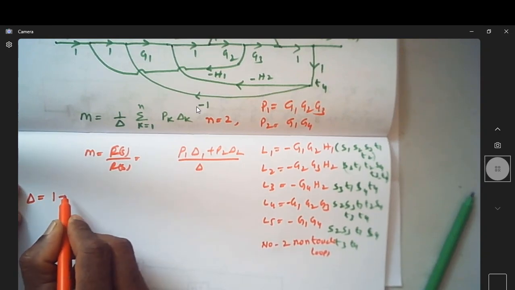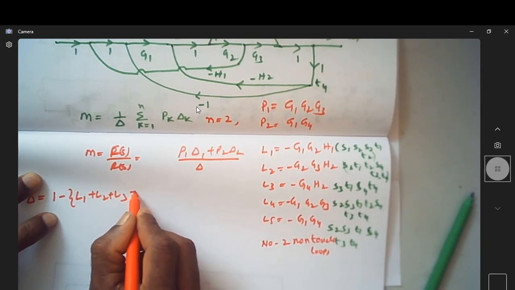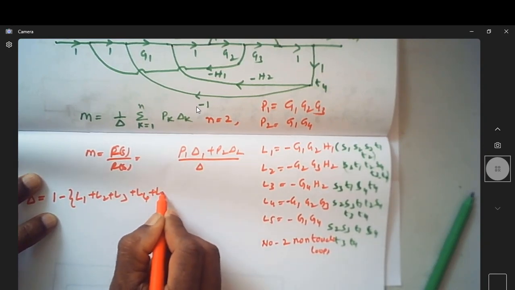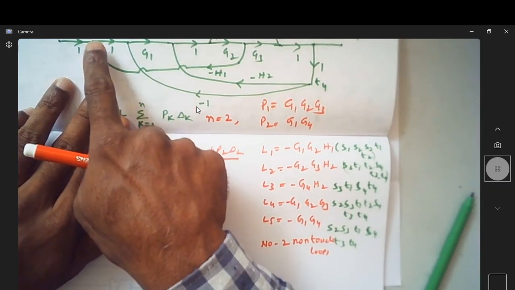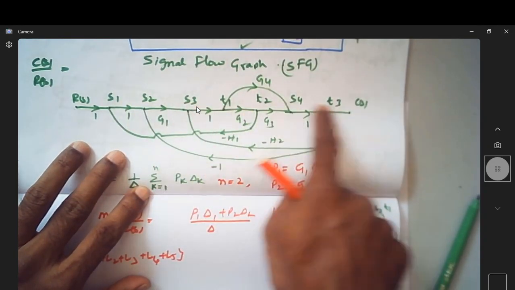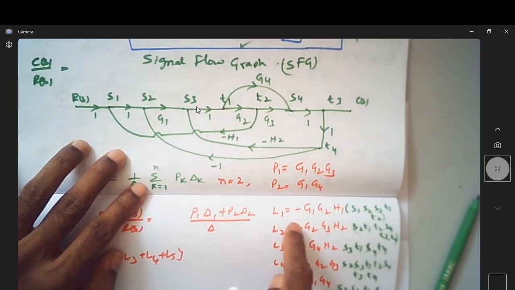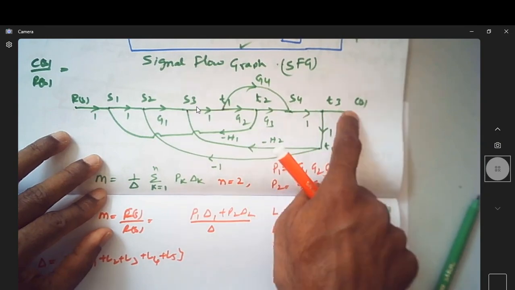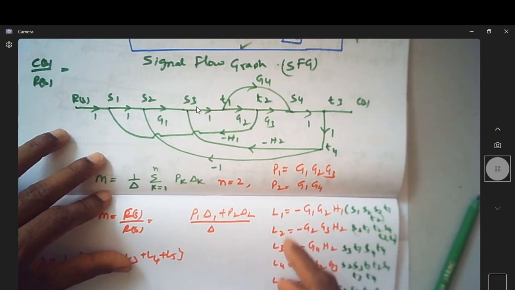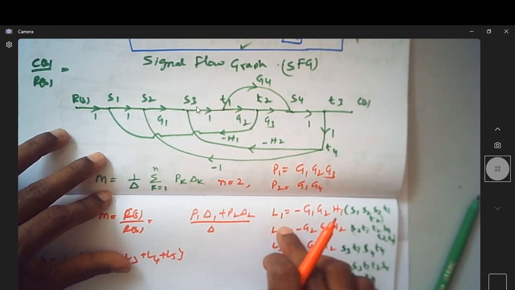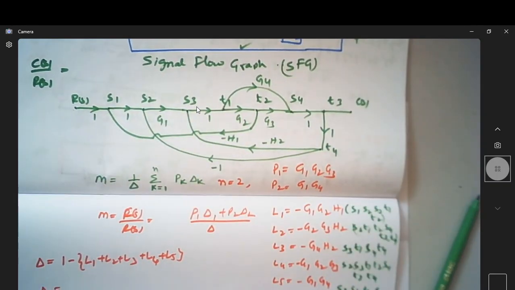So now what is delta? Delta is nothing but 1 minus the individual loop gains. It is 1 minus L1 plus L2 plus L3 plus L4 plus L5. So how about delta 1? Delta 1 is for my first forward path. Are there any loops which are not touching this? If you can see, these are the nodes associated with the first forward path. All the loops have at least one or more nodes associated with the first forward path.